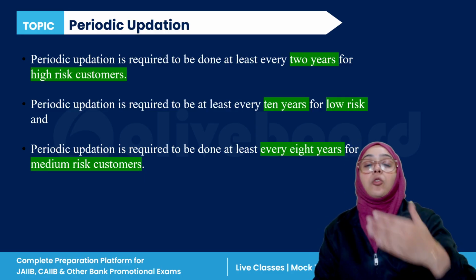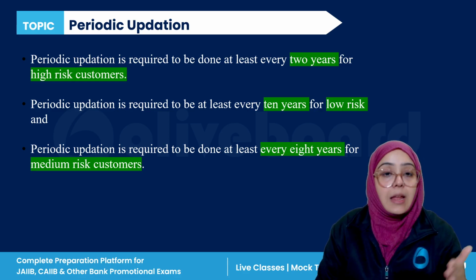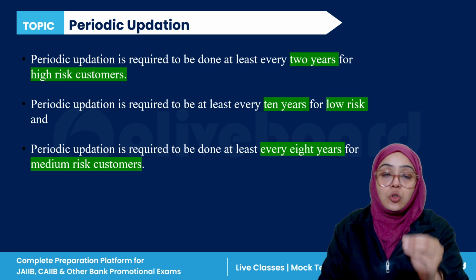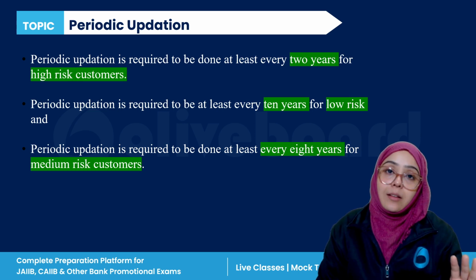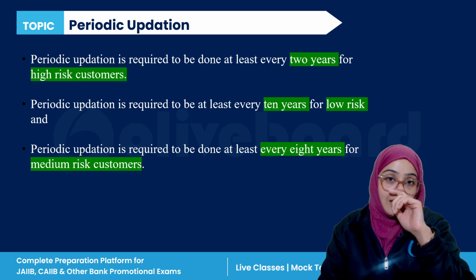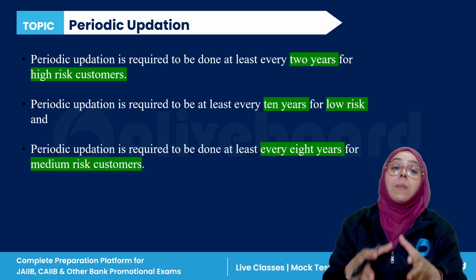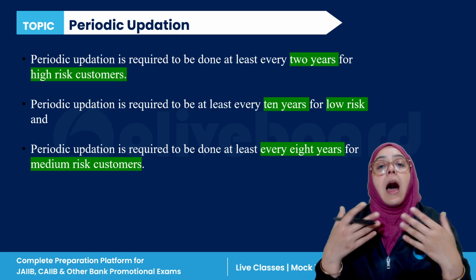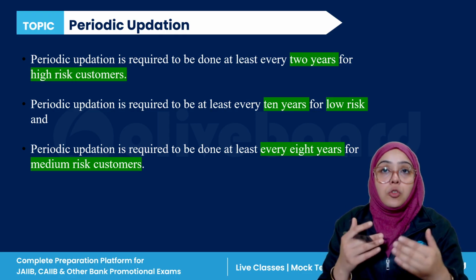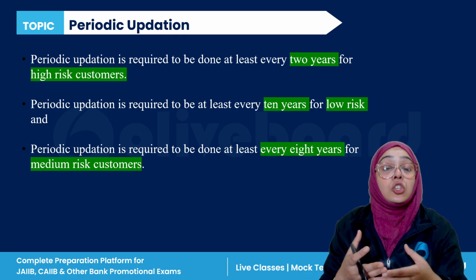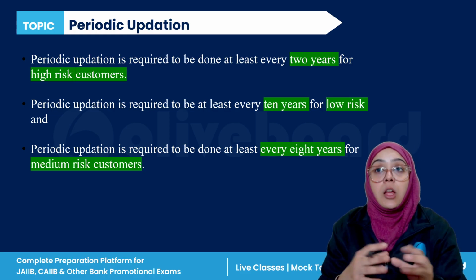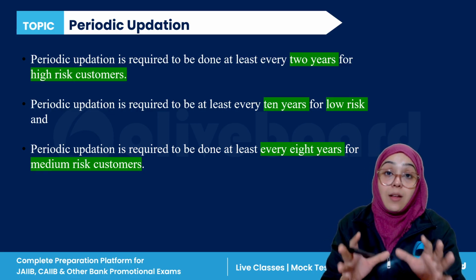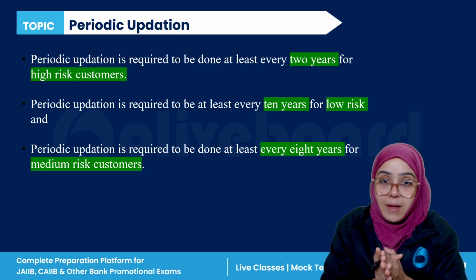So first of all, let's talk about the periodic updation. Very important thing. You know that a customer is divided into three risk categories: low risk, medium risk, and high risk customers. When you are dealing more in cash, for example, you are a jeweler or you have more transactions based on cash, then you are considered a high risk customer for the bank.